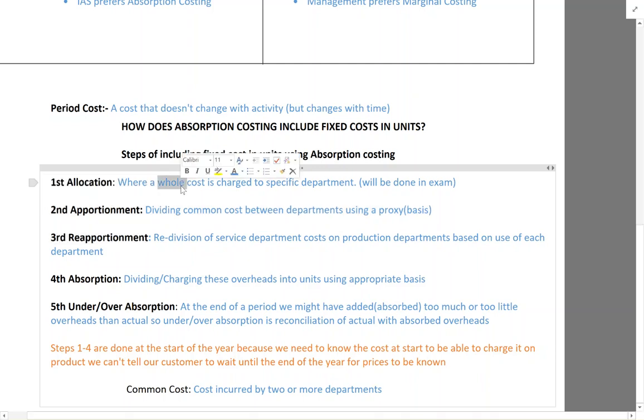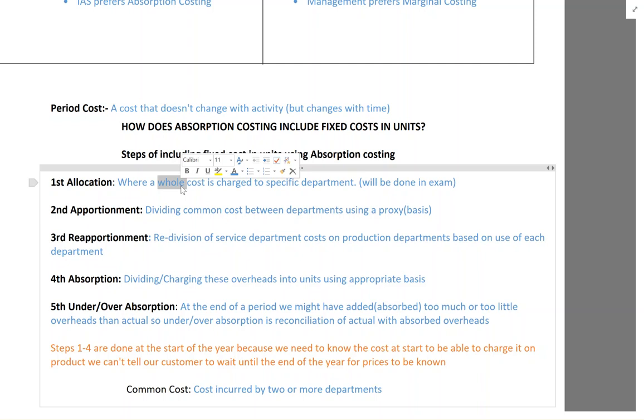So what is allocation? In big organizations, the production department will be divided into many sub-departments. Remember, we are talking about the production department. We are not talking about administration and stuff. Our focus here is production. Administration and those costs are not included in product anyway, so the only focus is on production cost.